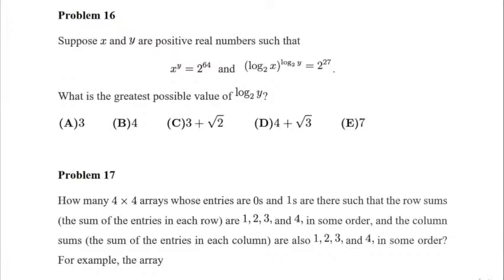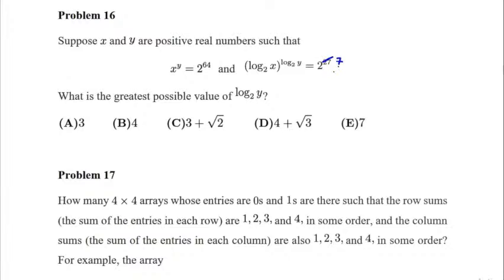AMC 12B 2022, problem number 16. Suppose x and y are positive real numbers such that x to the y equals 2 to the 64 and log 2 of x to the power of log 2 of y equals 2 to the power of 27. You should correct this 27, change it to 7.